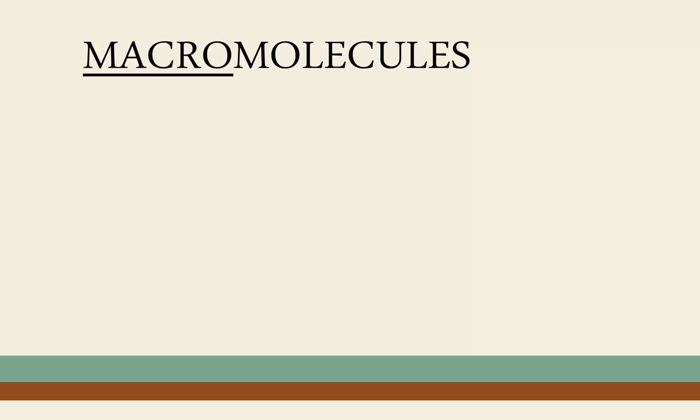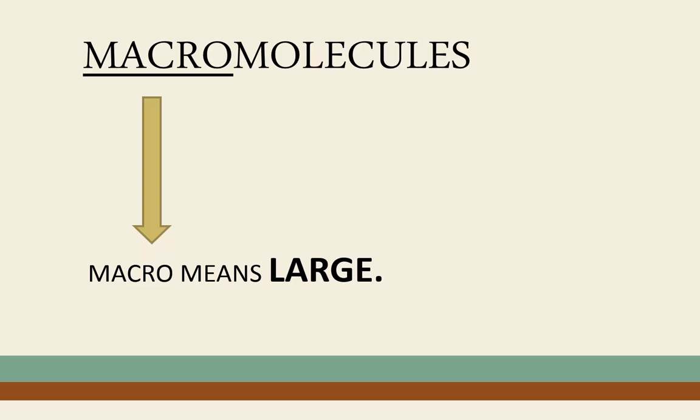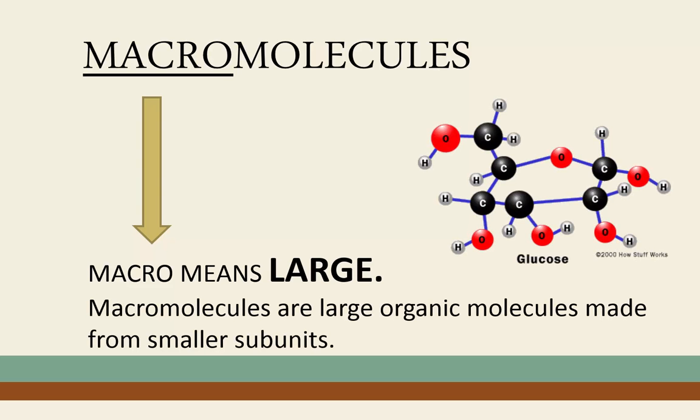And you can see there's a spot in your lecture outline to write the names of the 4 and some distinguishing features of them. But again, macro means large. And these are very large organic molecules made up of smaller units. So this molecule that's showing you on the screen is glucose. And glucose is made up of smaller subunits, carbon, hydrogens, oxygen, right? And there we have this macromolecule here, right?